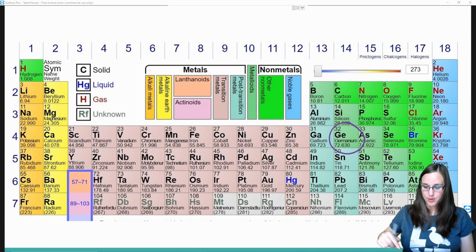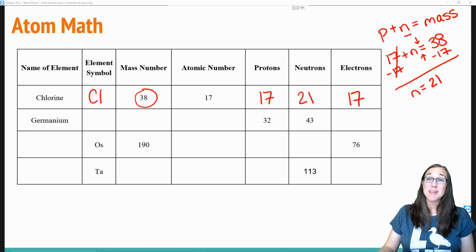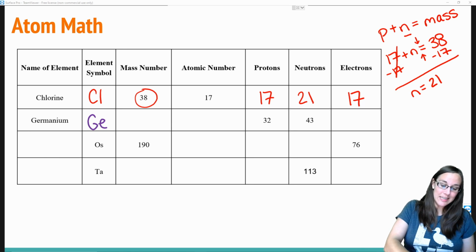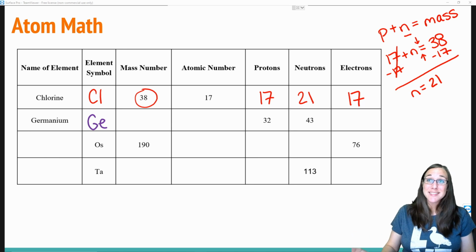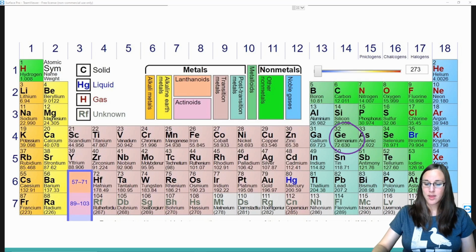Let's go back to our table. Germanium's element symbol was Ge. The mass number we don't have yet, so let's make sure we fill in the other ones first in case it's an isotope. We don't just want to plug haphazardly what's on the periodic table in there. We want to follow what we are given in this table first. We know that the protons is equivalent to the atomic number, so the protons and atomic number should be the same always. Let's double check that.